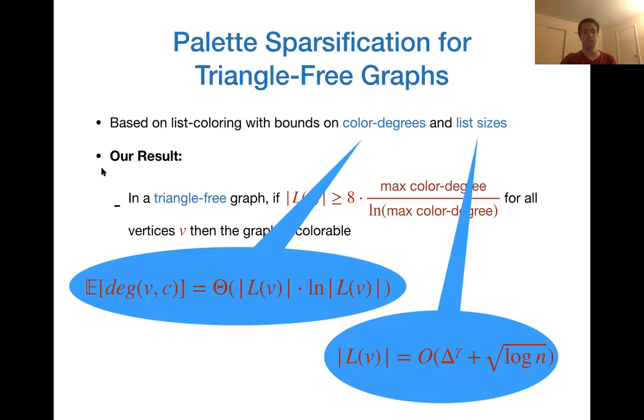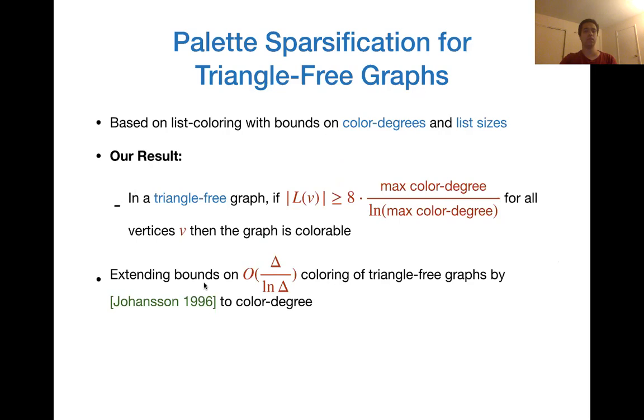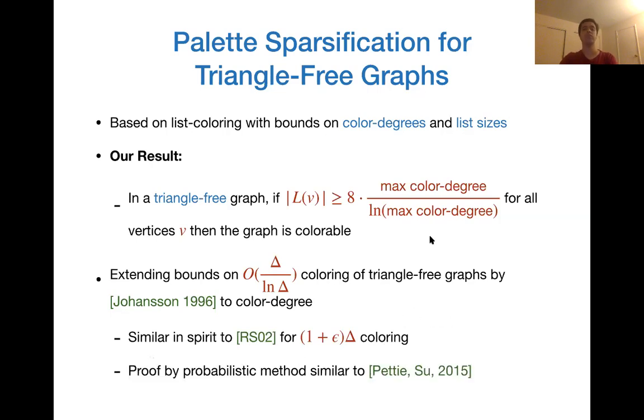So here the main thing is to prove this new result for triangle-free graphs. And this can basically be seen as extending the classical result on coloring of triangle-free graphs from max degree to color degrees. This is the same way that Reed-Sodokov proved 1 plus epsilon delta coloring. And in fact, the proof of this is also a probabilistic argument and follows closely a distributed algorithm of Pettie and Su for triangle-free graphs.